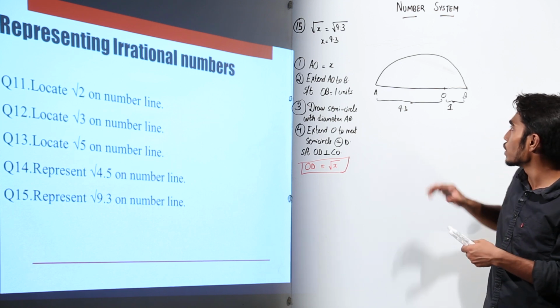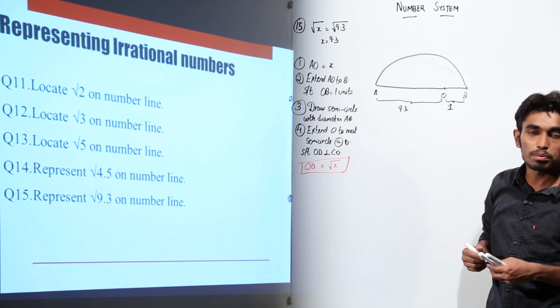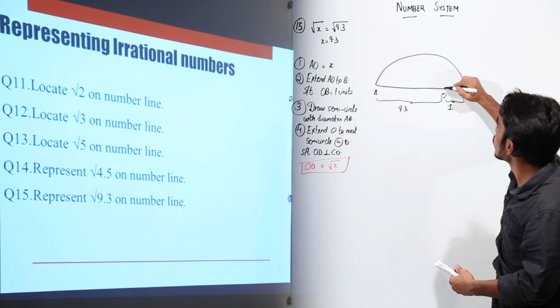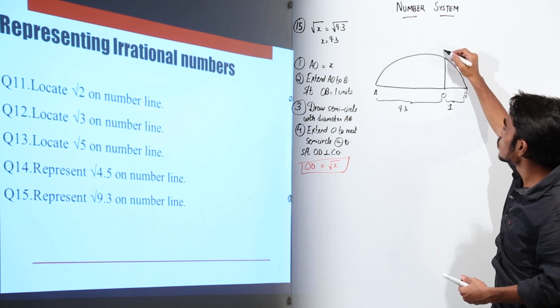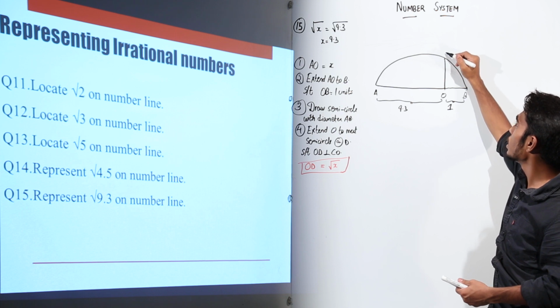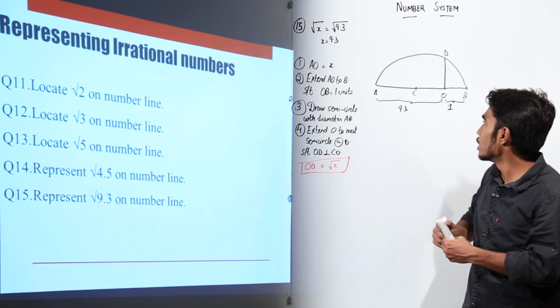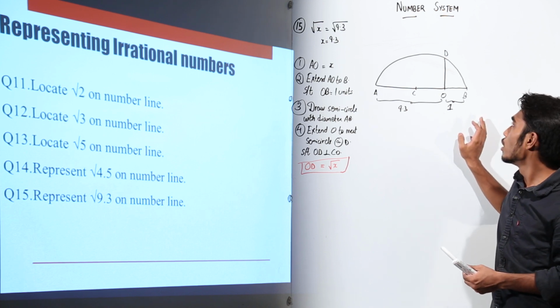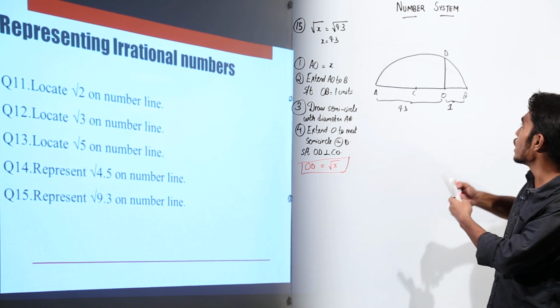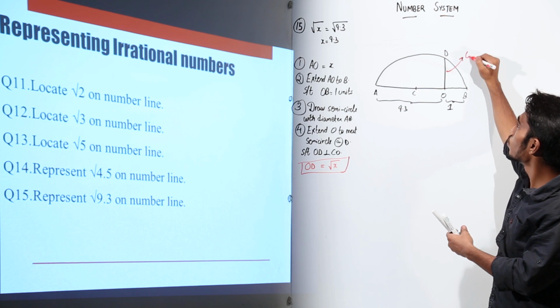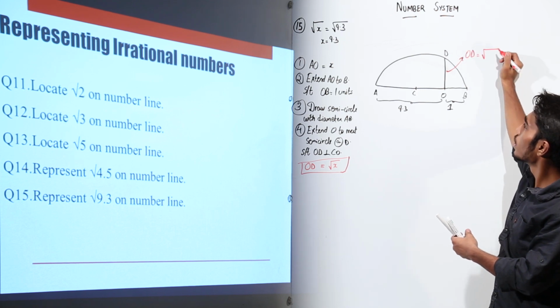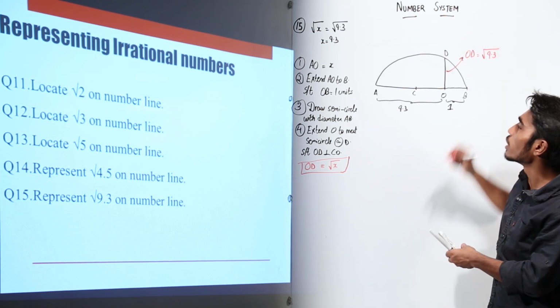Now the next step is we need to extend O such that it meets the semicircle. We have extended O so that it meets the semicircle at point D, and C is the center of, let's say, AB. We know that OD is the required line segment, root over 9.3.